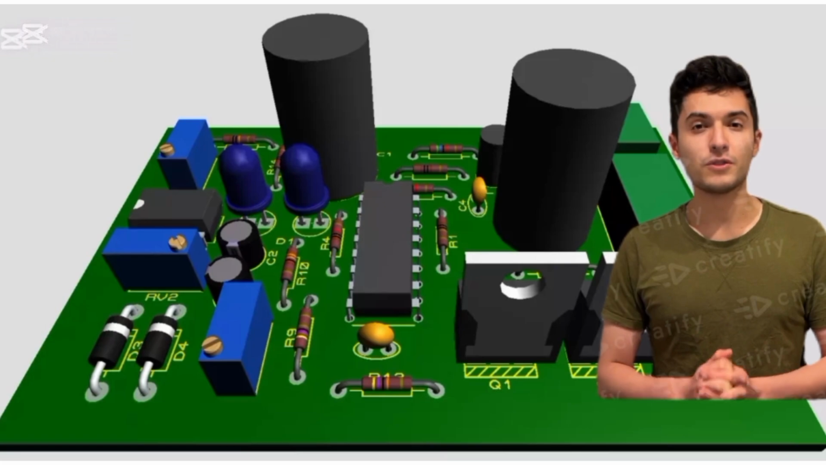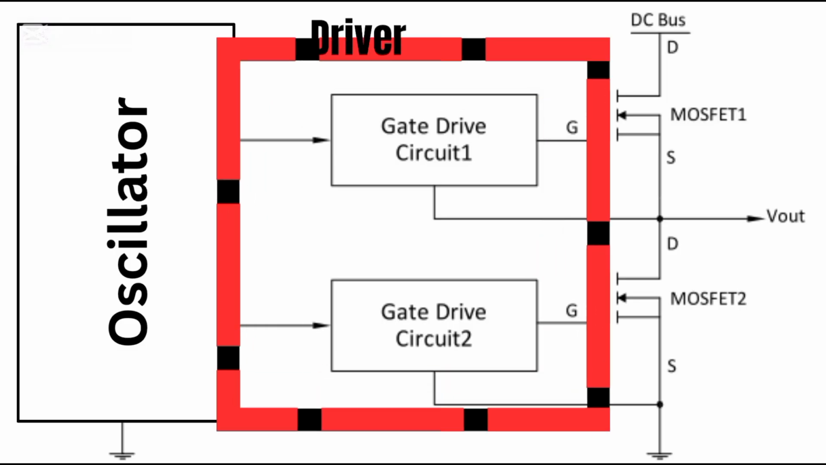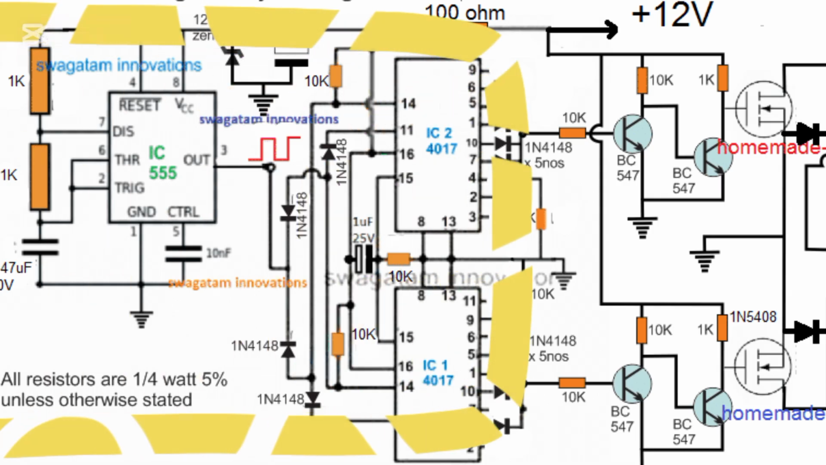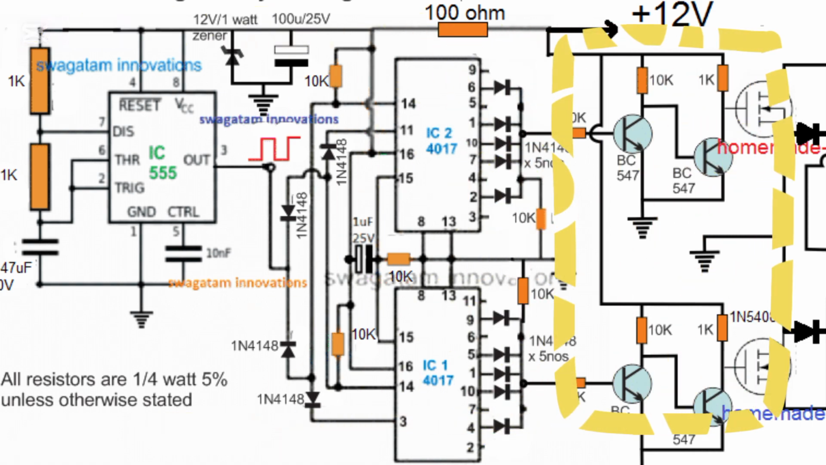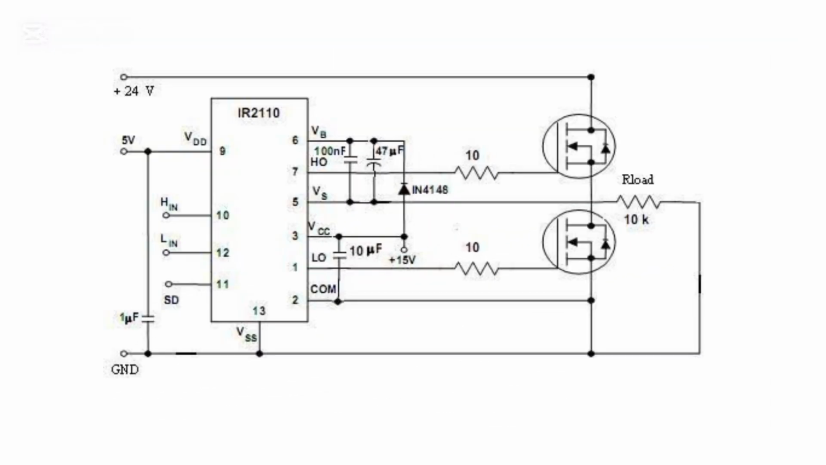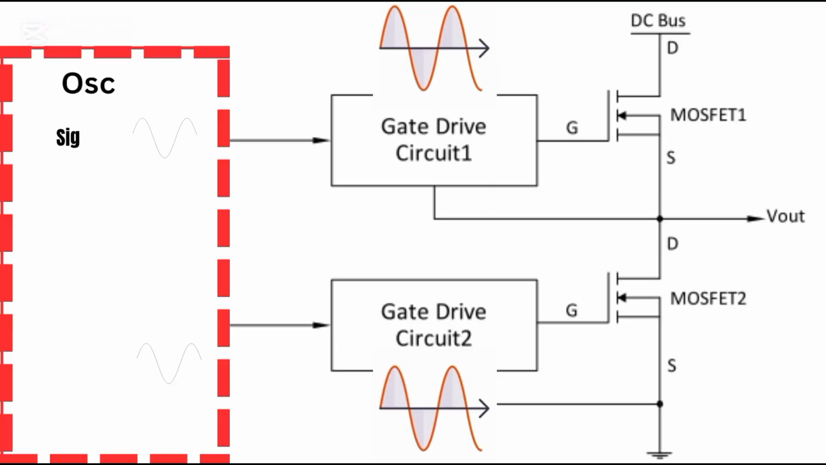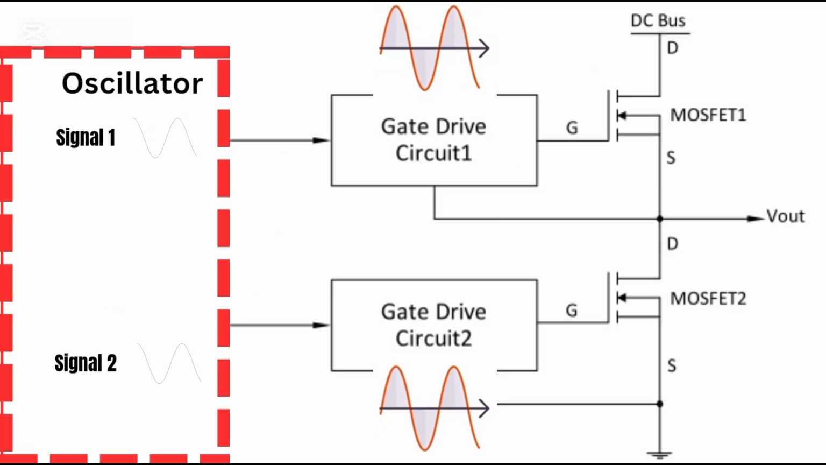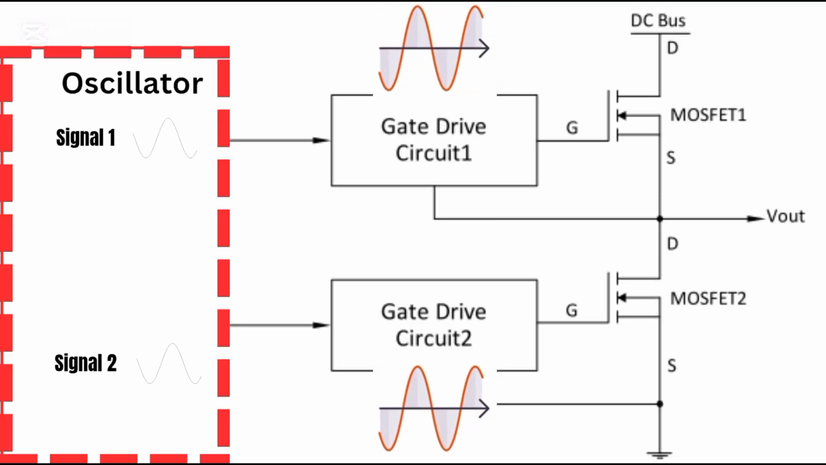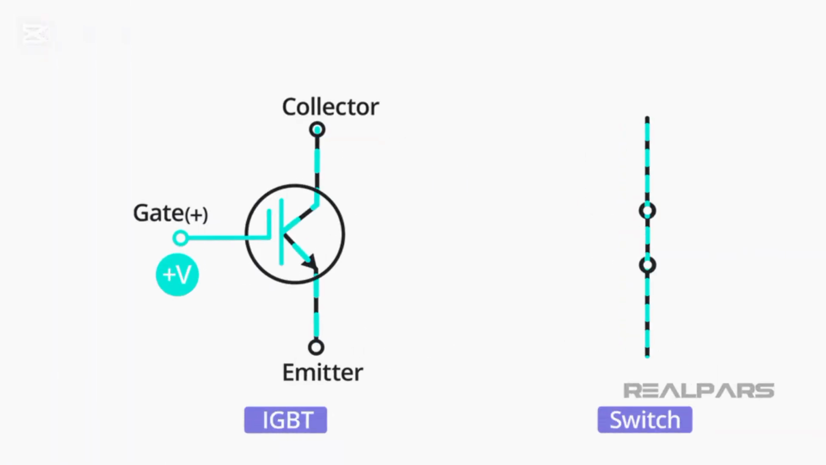Now let's talk about the driver stage. The oscillator itself cannot drive big transistors directly. The pulses are too weak. That's why we need a driver stage. The driver acts like a muscle amplifier. It takes the small oscillator signal and turns it into strong, sharp pulses that can fully control MOSFETs or IGBTs.